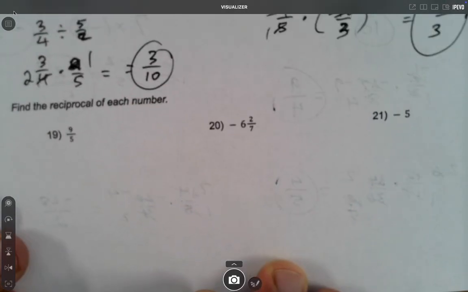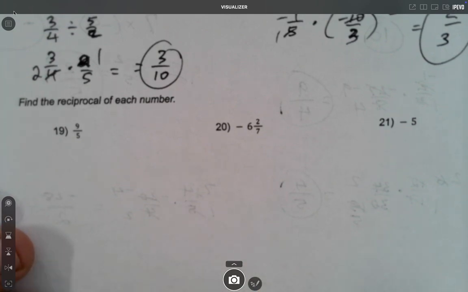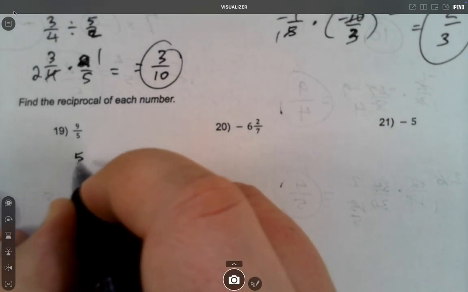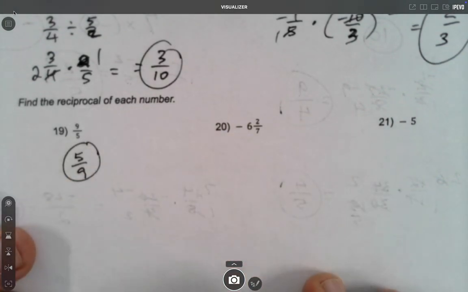Okay, the last thing you've got to remember how to do is find the reciprocal. The reciprocal just means the fraction gets flipped upside down. So one like 19 is very straightforward. You literally just move the 5 to the top and the 9 to the bottom.